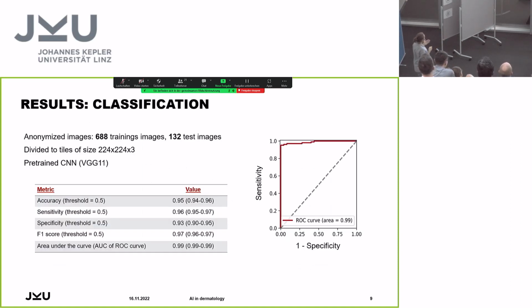And we were able to curate more than 800 whole slide images for our data set, and our neural network was able to predict BCC or non-BCC with an accuracy of 95% and an AUC of 0.99, which is pretty good.